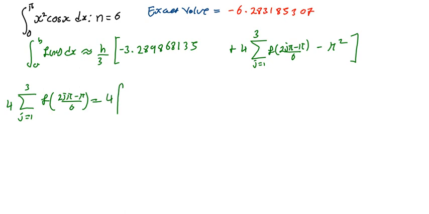I'll start substituting the value of j. So if we say j is equals to 1, that would be 2 pi minus pi, which is just going to be f of pi over 6 plus, we pick now j is equals to 2. 2 by 2 is a 4, so 4 pi minus pi, that's going to be 3 pi. So that's just going to simplify to pi over 2. Is it? Yeah, pi over 2.